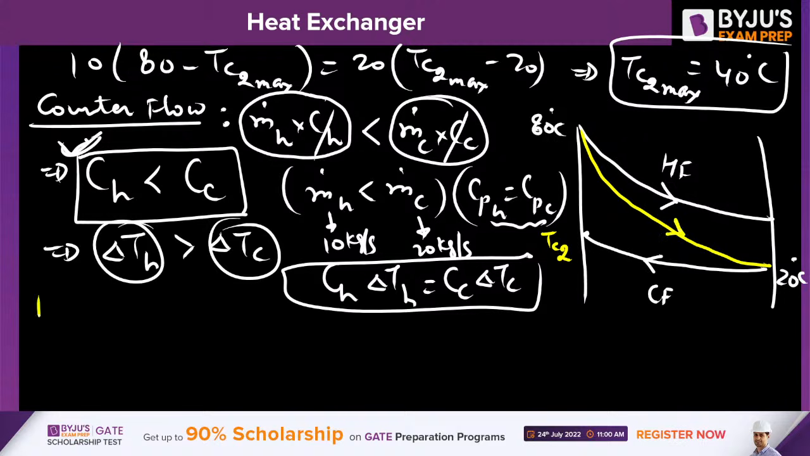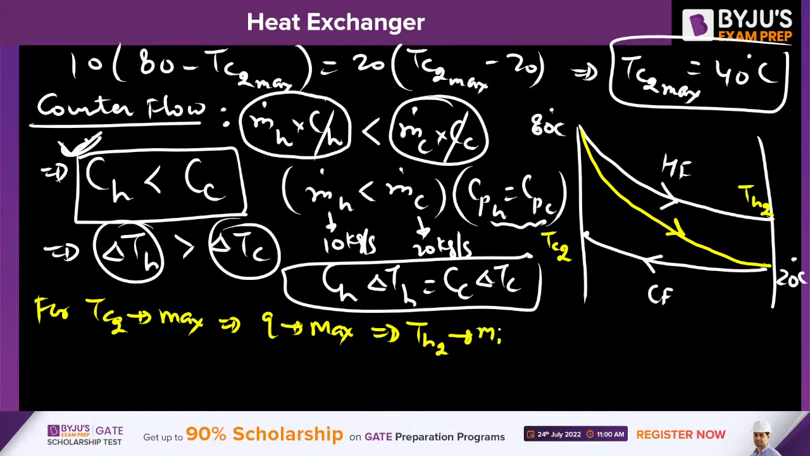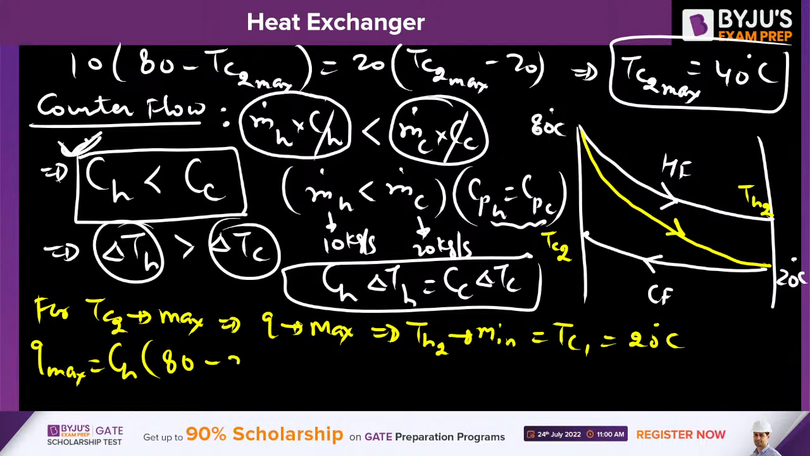For Tc2 to be maximum, Q should be maximum, and for Q to be maximum, Th2 should be minimum. The minimum value of Th2 is equal to Tc1. That is the condition for Q maximum. In a counterflow heat exchanger, Q will be maximum when Th2 equals Tc1, which is 20 degrees Celsius. We can write Q maximum as Ch into delta Th, that is 80 minus 20.